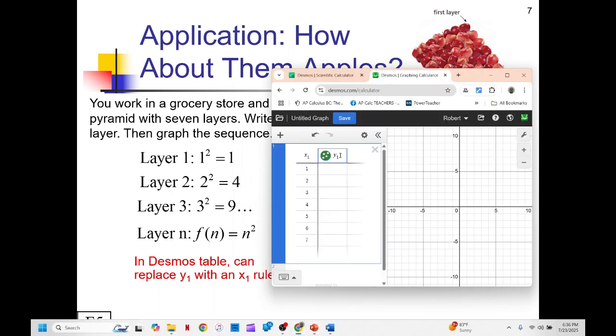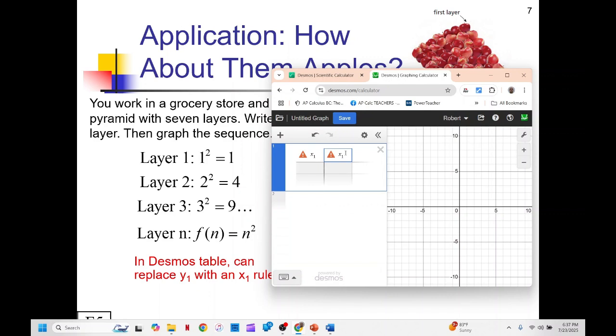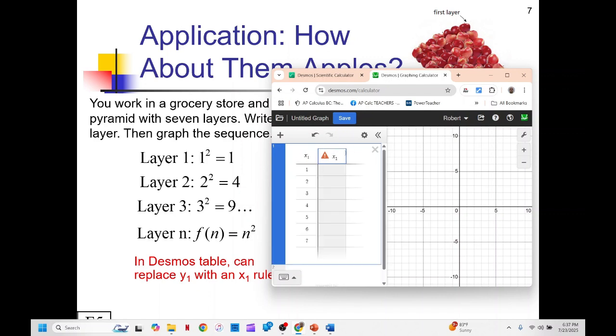I'm going to delete the y1, and if you want, you can copy and paste the x1, or if you want to get the little 1 down there, you can type x followed by an underscore, and that gives you the ability to put a base on that. Now let me raise that to a power, so exponent, and then second power. And then instantly I've got all my perfect squares.